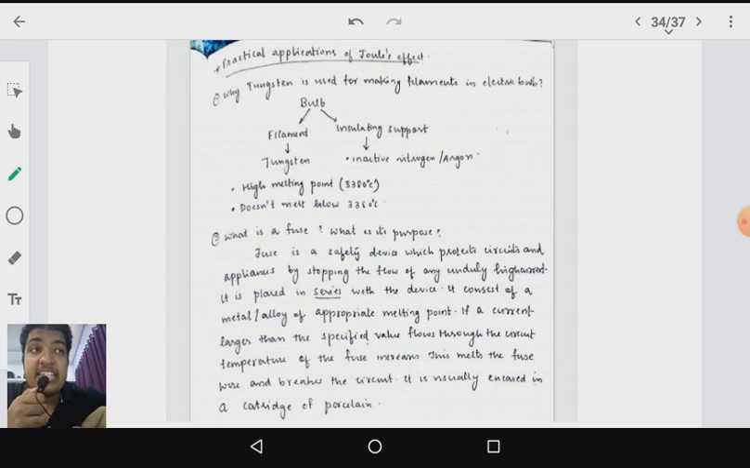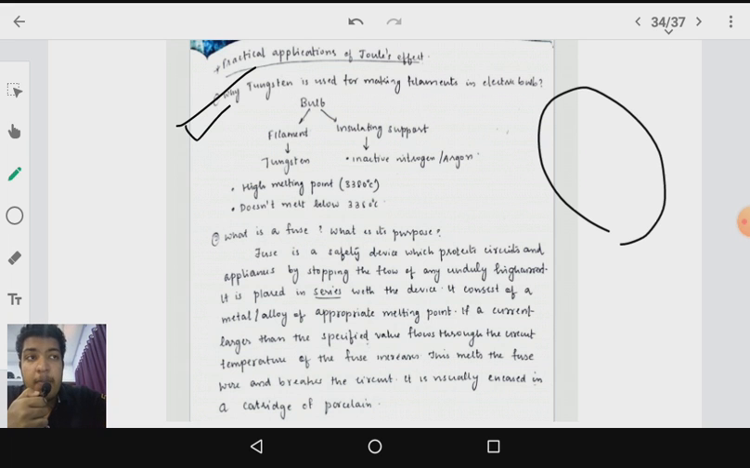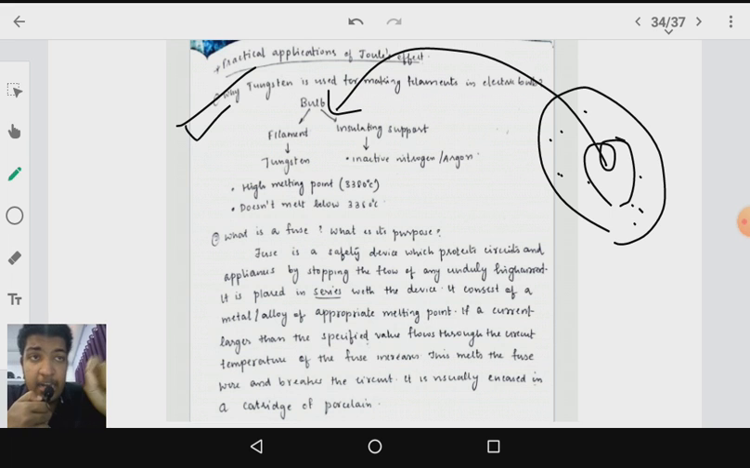Now let us see the practical applications of Joule's effect. Number one, why tungsten is used in making filaments in electric bulb. This we have already mentioned, but now we are going to explain it again. A bulb, as you know, if you take a bulb, inside the bulb you can see the filament and there is an insulating support also. This filament is made up of tungsten. It is used so because it has a very high melting point. Since it has a very high melting point of 3380 degrees Celsius, it does not melt at ordinary conditions. It does not melt even at 1000 or 2000 degrees Celsius.